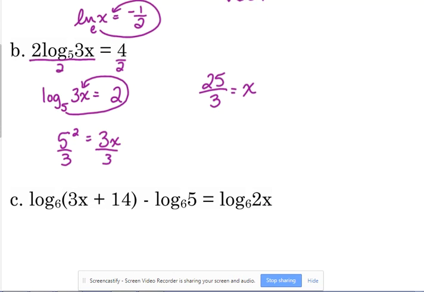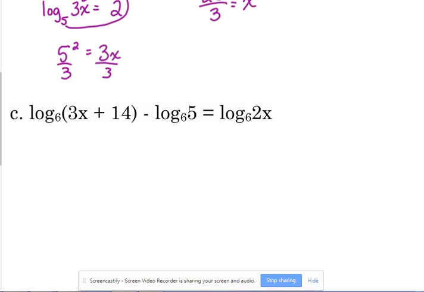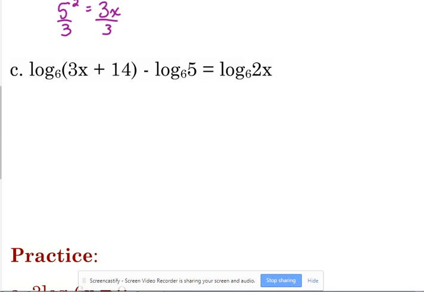Now, let's look at example C. A whole bunch of logarithms right there. So here's where our properties are going to come into play. They're going to help us out here. We need to combine those 2 logarithms that are on the left side. We need to put those together first.